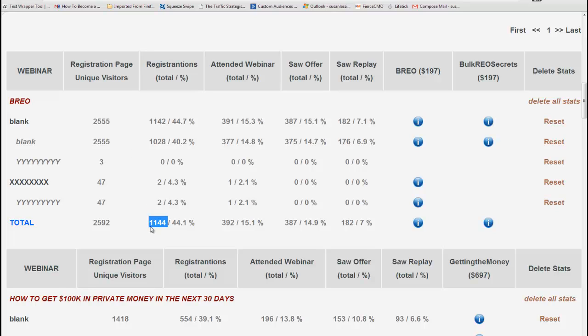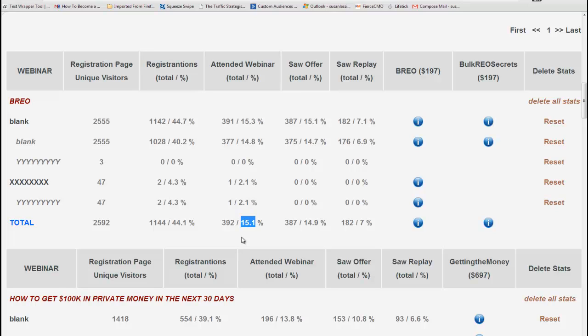So that's a total registration conversion of 44.1%, which is decent for webinar registration. I could probably work on that and get that up to maybe 50, even 60%, but for now it's good. Of the 1,144 people that have registered for the webinar, 392 people have actually attended the webinar for a webinar attendance rate of 15.1%. Now that's actually pretty low. I could do a much better job of encouraging people to attend.